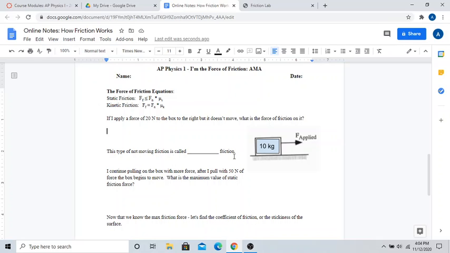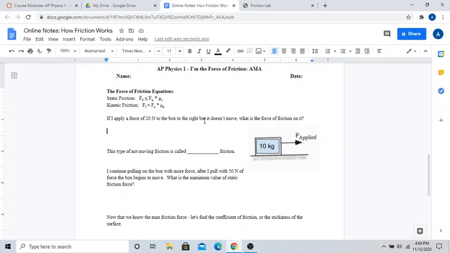It says I'm applying a force of 20 newtons to the box to the right. So if I was drawing an FBD, I would have an applied force going to the right, and it would be 20 newtons. But it says it's not moving, which tells me that something is probably holding it in place. That means there's probably friction resisting my motion. And because it does not move, it has a constant velocity of 0.